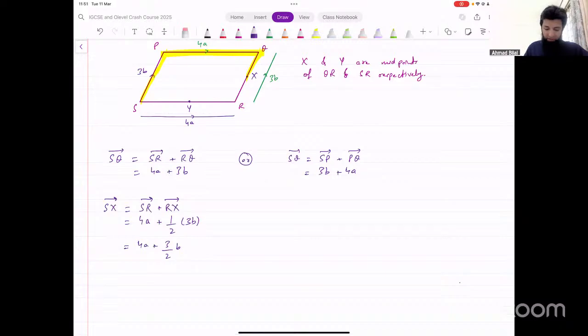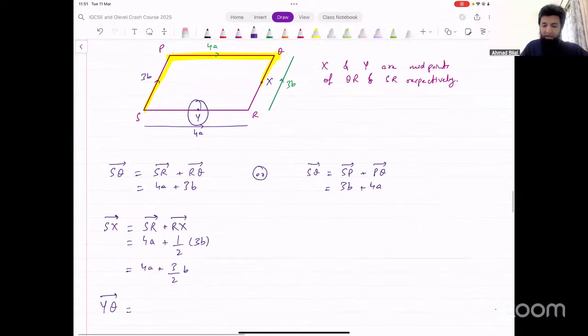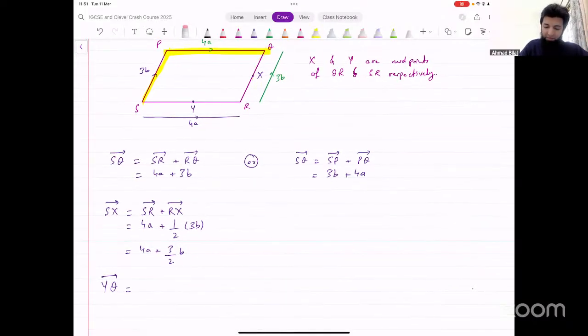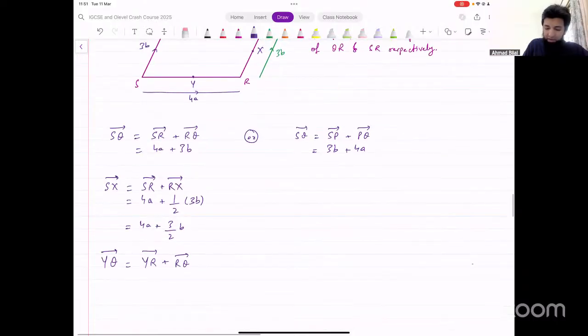Let's take another example. Let's say we want to find the vector YQ. How do you find this now? We have to start at Y and end at Q somehow, right? Again, what's the path that we can follow on this diagram that takes us from Y to Q? We can go from Y to R, and then we can go from R to Q. That's one possible path that we can follow. So we can say this is going to be YR plus RQ.